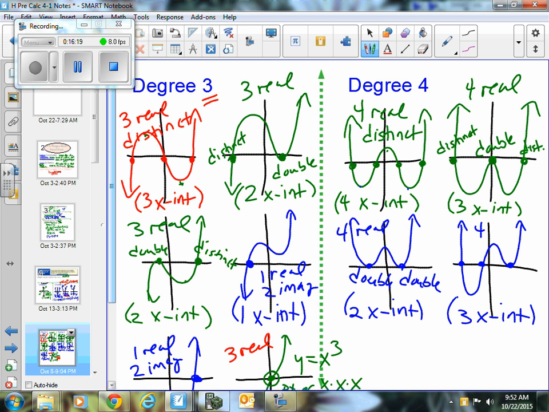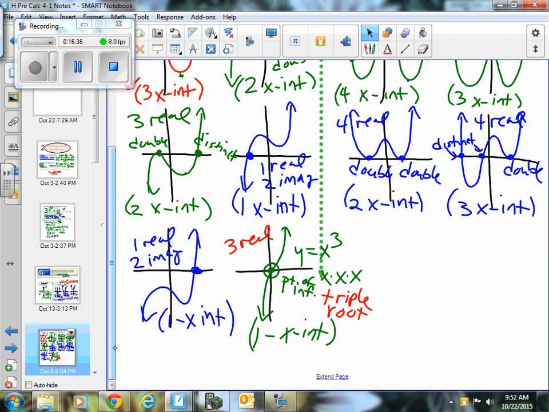But it's still 4 real solutions because I have a double over here and I have 2 distincts over there. So I have a distinct in each of those locations. So I have still 4 real solutions. So as you can see, there's tons of different ways to do it with 4 real.